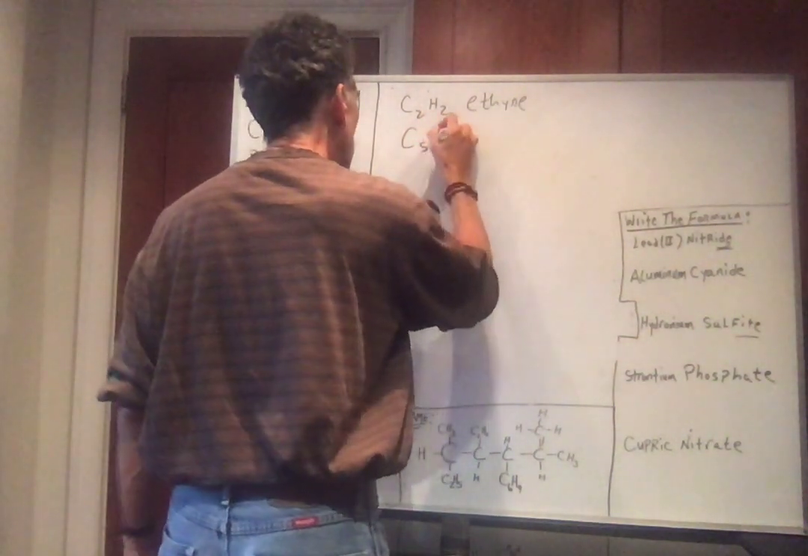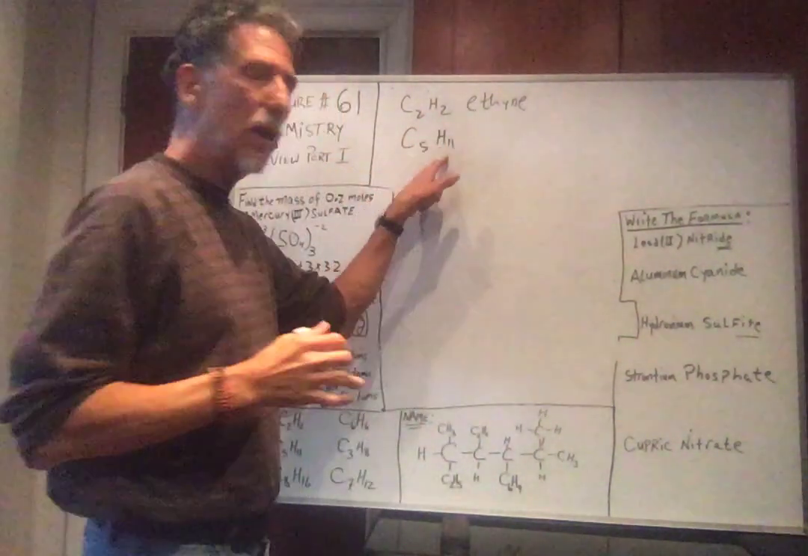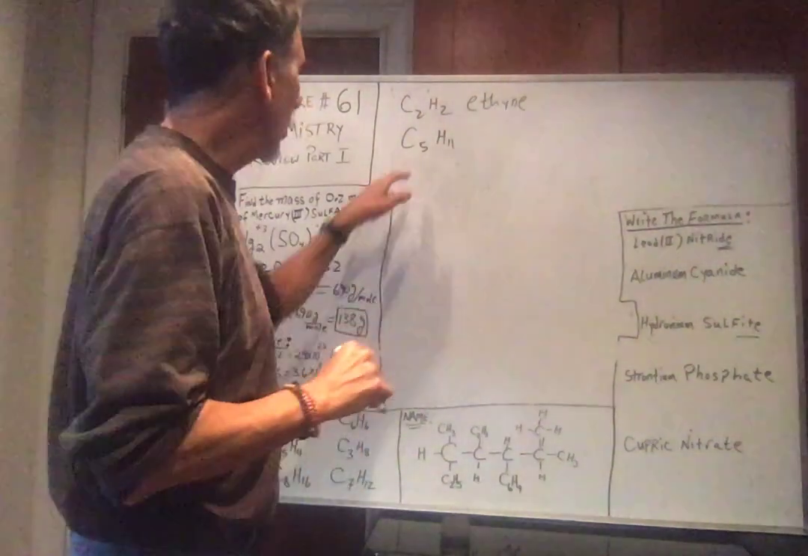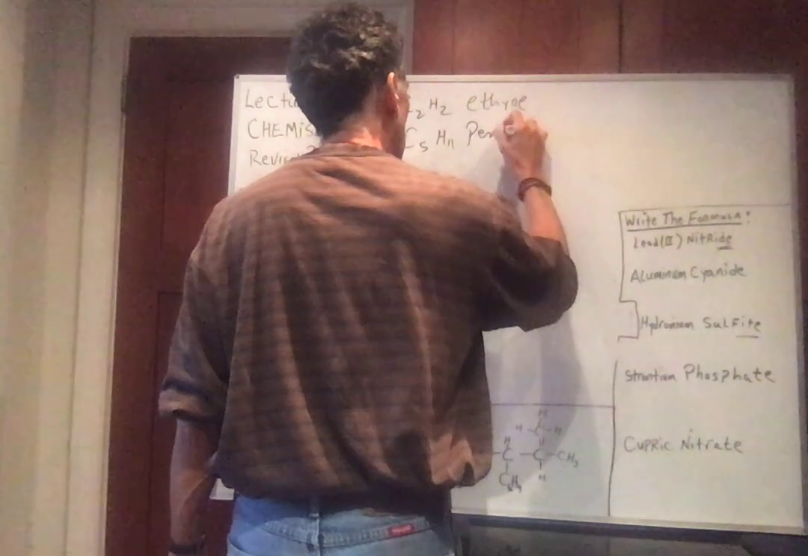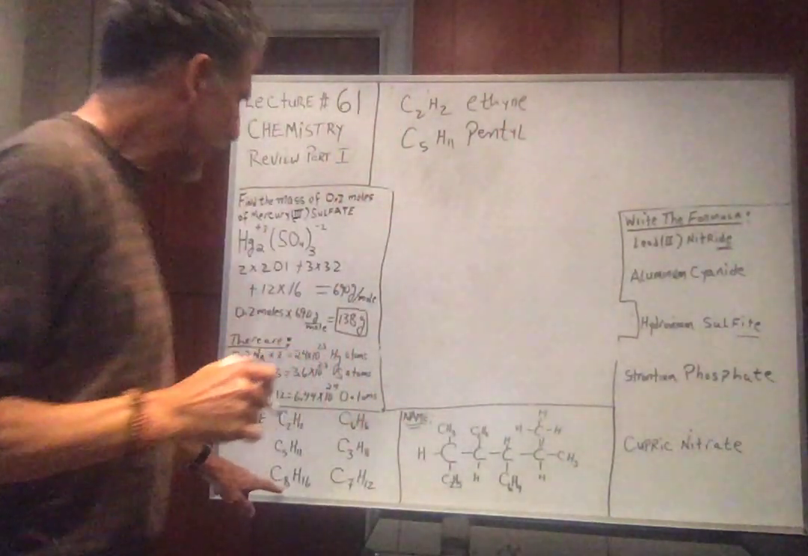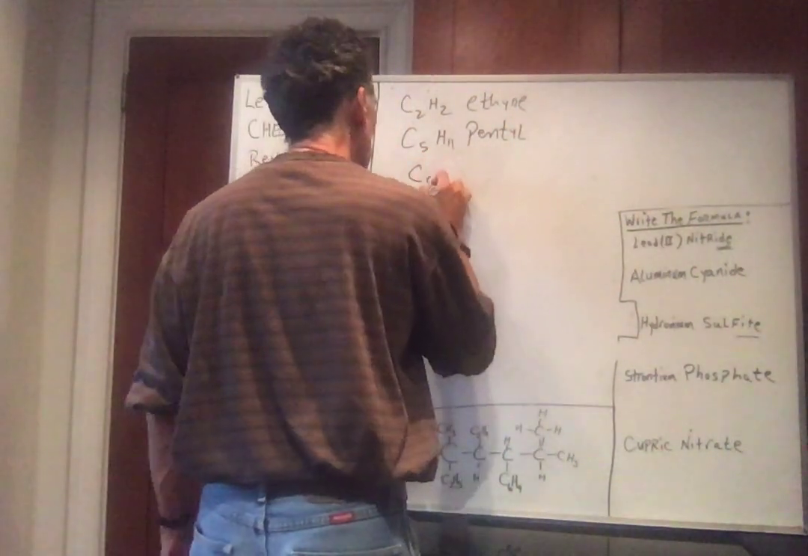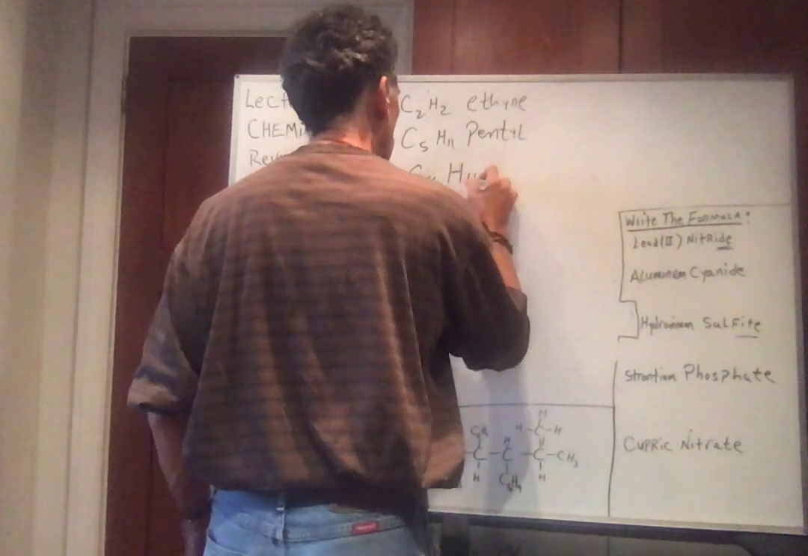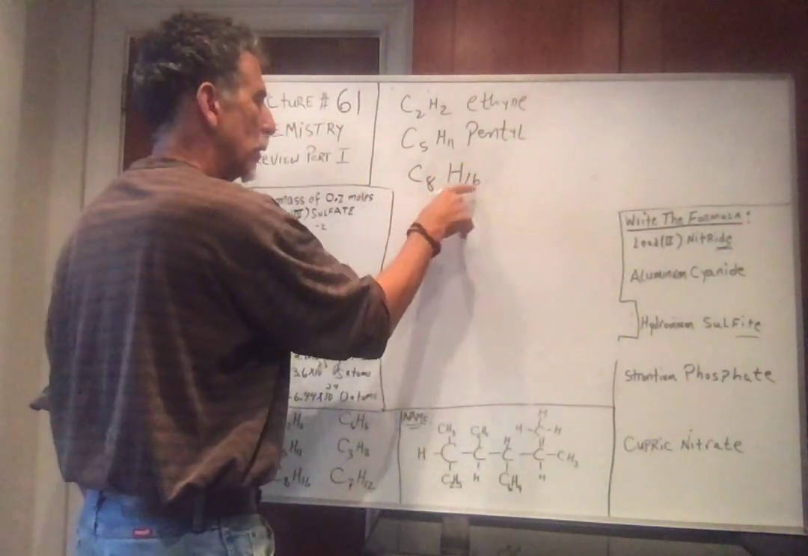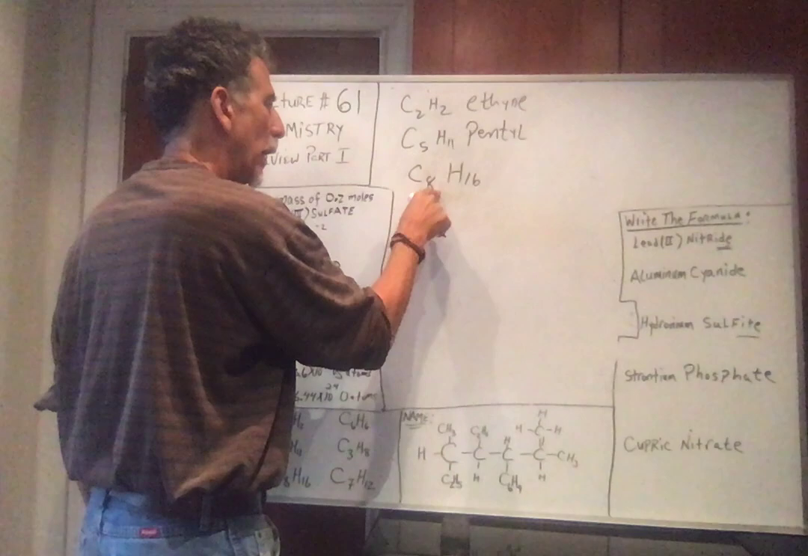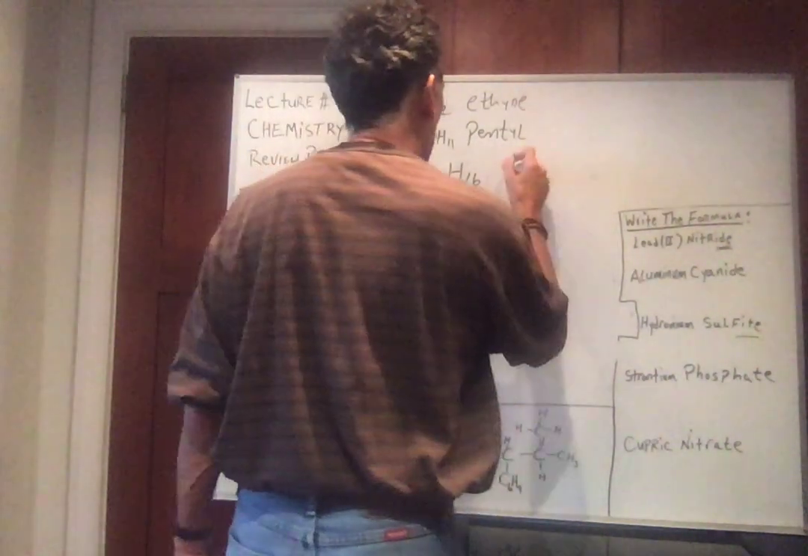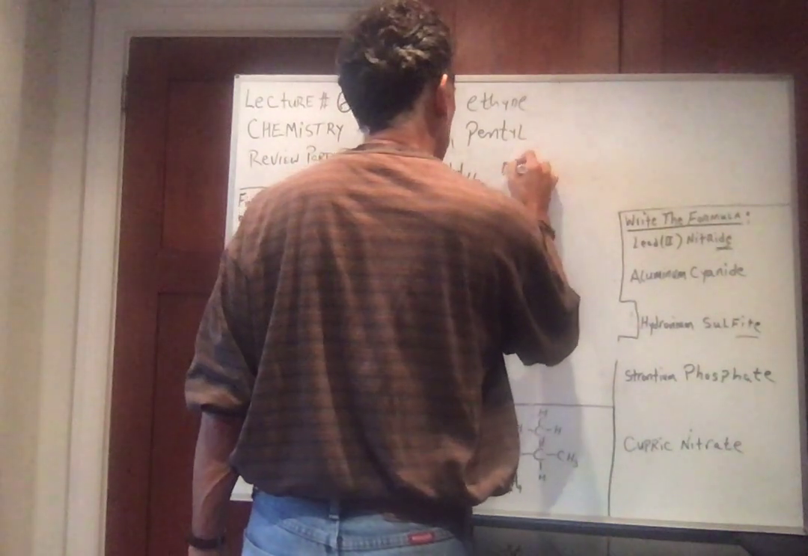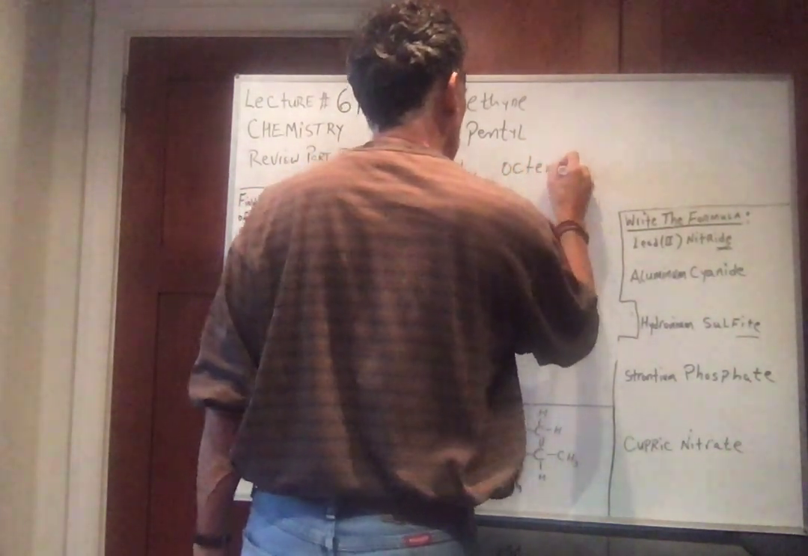C5H11. Whenever there's an odd number, remember it's an yl. 5 is pent, so this looks like pentyl. C8H16. So this is N is 8, 2N is 16, N 2N is an ene, double bond. 8 is oct, so this should be octene. It's good.